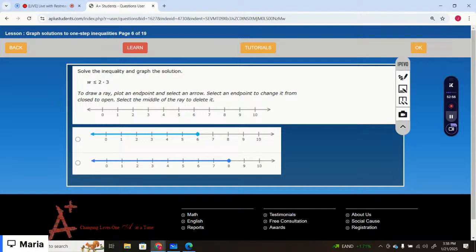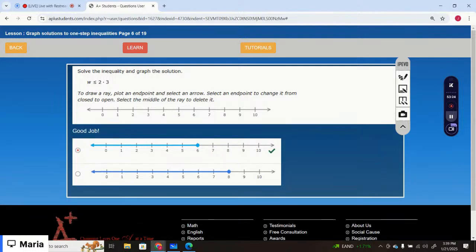W is less than or equal to 2 times 3, so which is the correct option? That is W is less than or equal to 6. Option number 1 is the correct option.